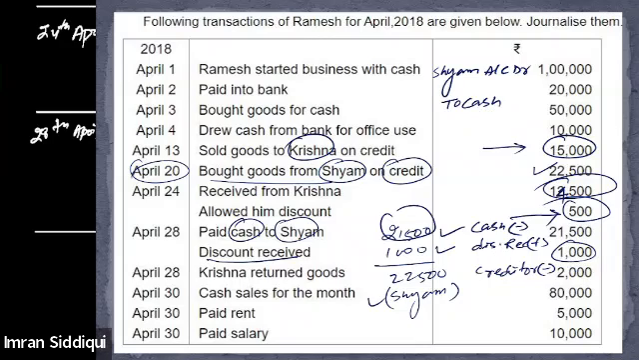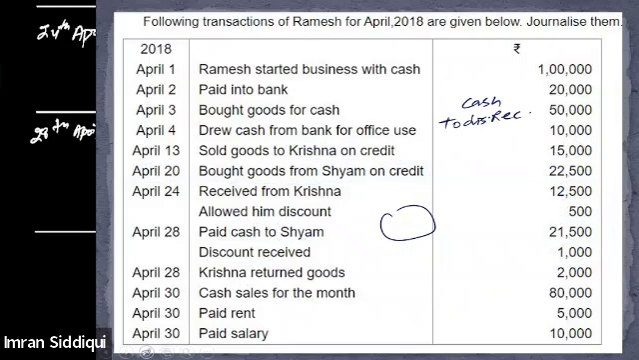Now, what about the discount that we have received? Discount received is an income, and there is a rule regarding income which says that all incomes and gains should be credited. So therefore, discount received should be credited. This way, we will pass the journal entry for the 28th April transaction. I hope this is clear now. Please tell me if it is not, so that I can explain it more. Tell me if it is clear or not.